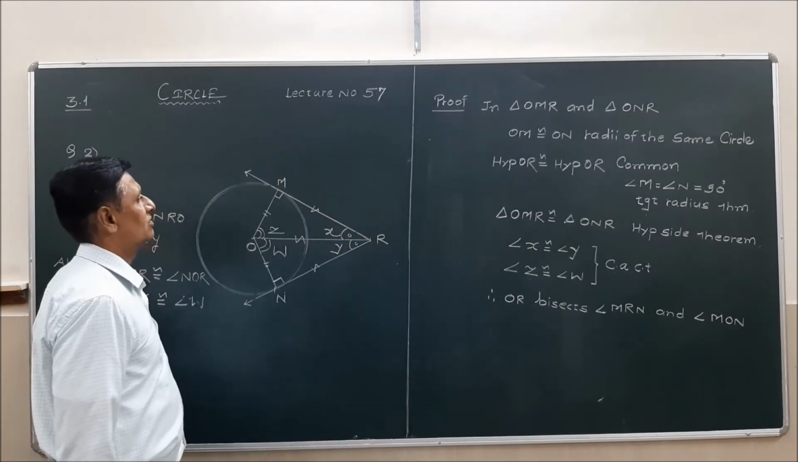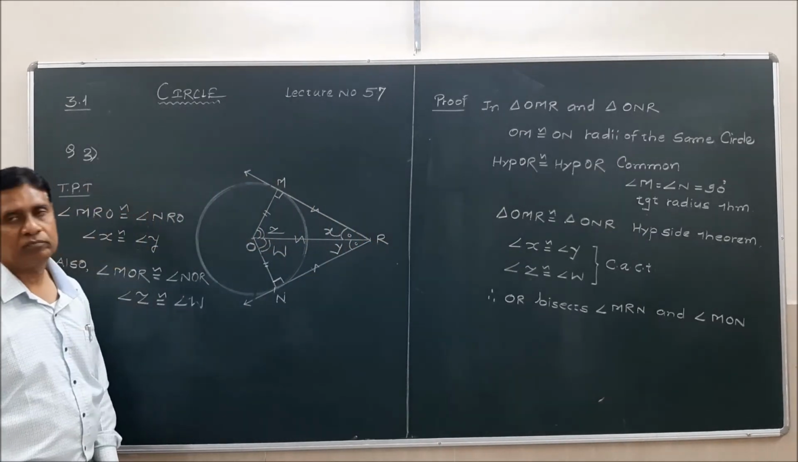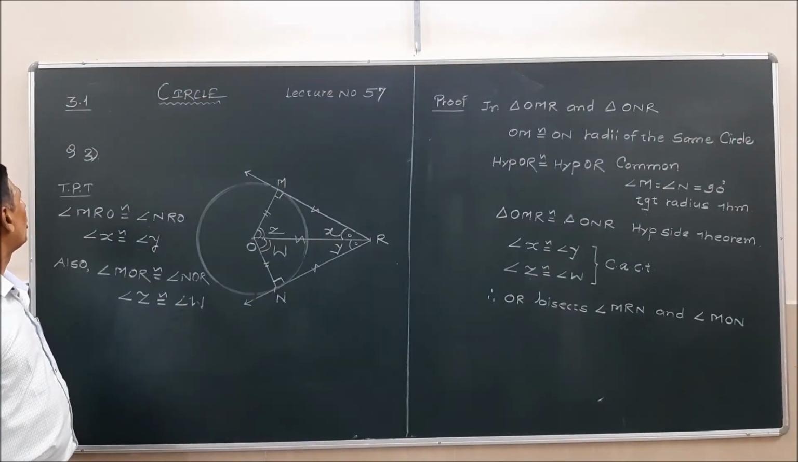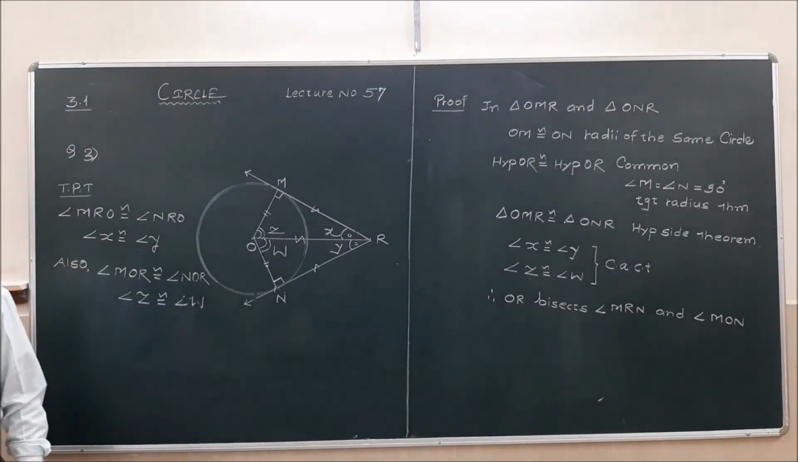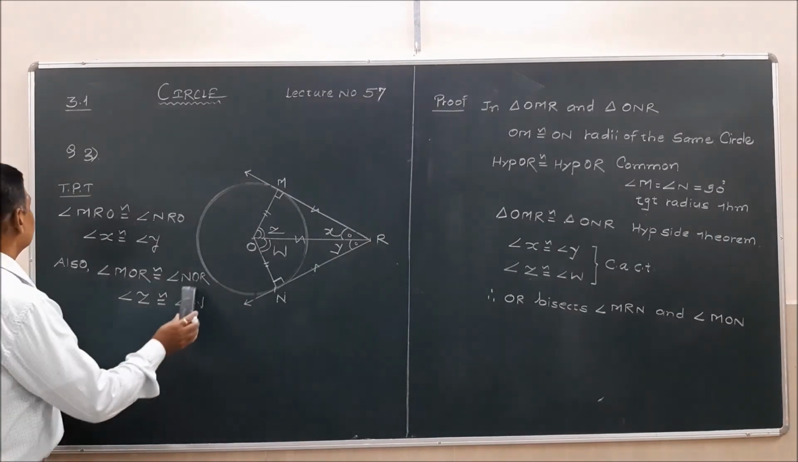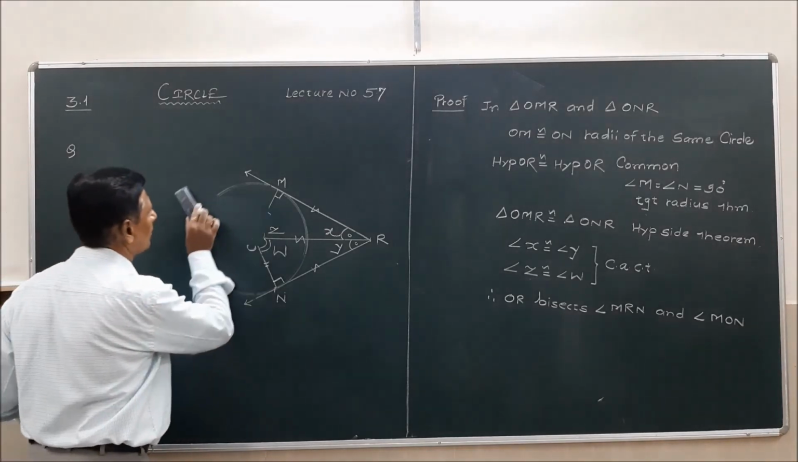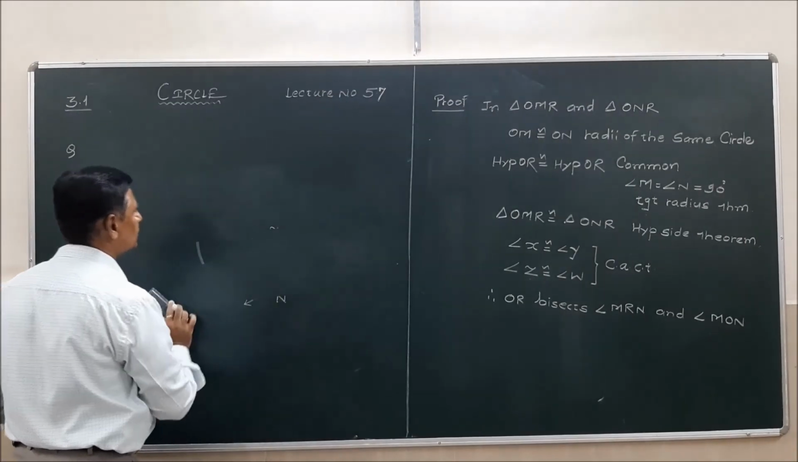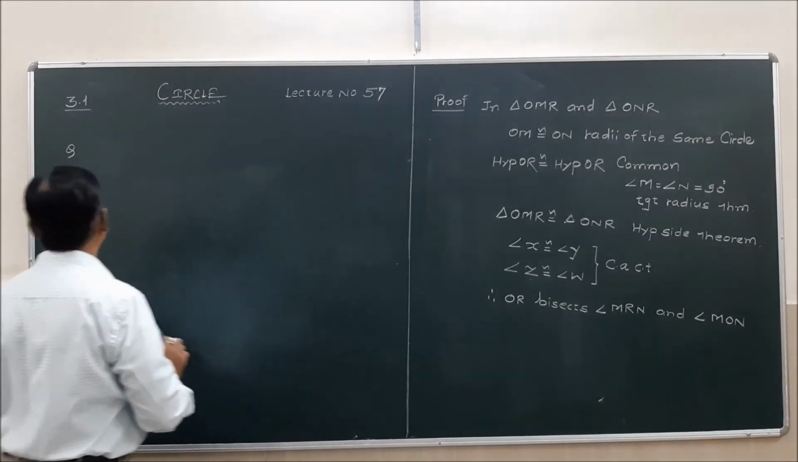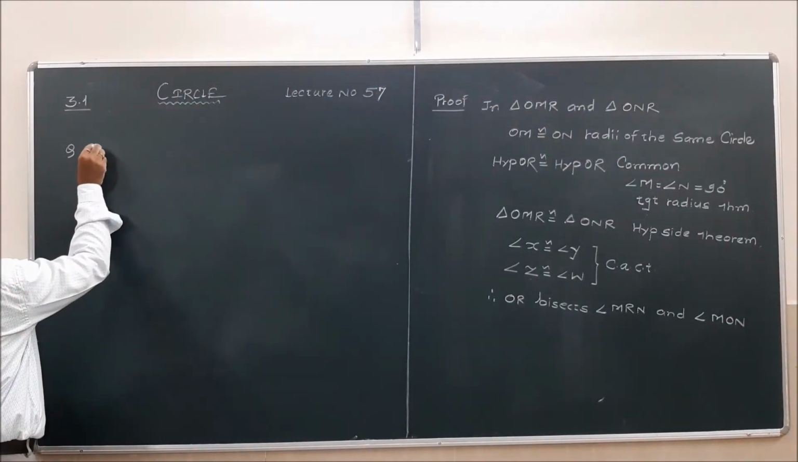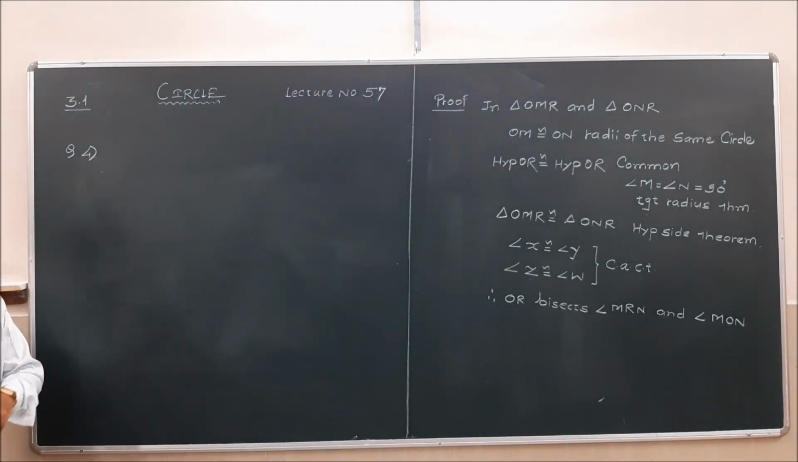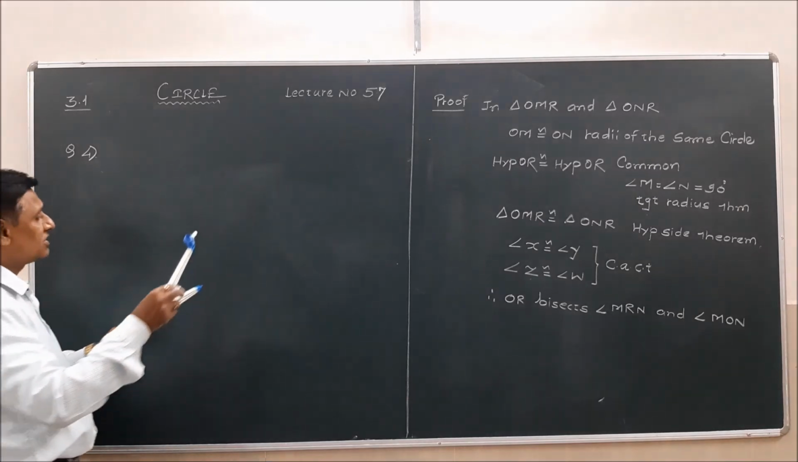Very simple sums of exercise 3.1. So the last question of this exercise, the fourth question is there. What is the distance between two parallel tangents of a circle having the radius 4.5 centimeter? Justify your answer.